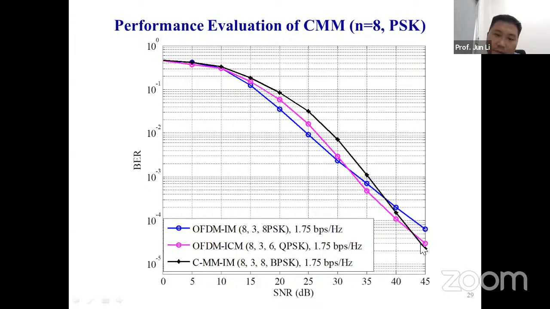So in our paper's conclusion, we also said that in the high SNR region, the composite multiple mode IM obtains better performance than the conventional schemes. But in the low SNR region, we haven't found methods to solve this problem, and this is also one open problem for spectral efficiency improvements.